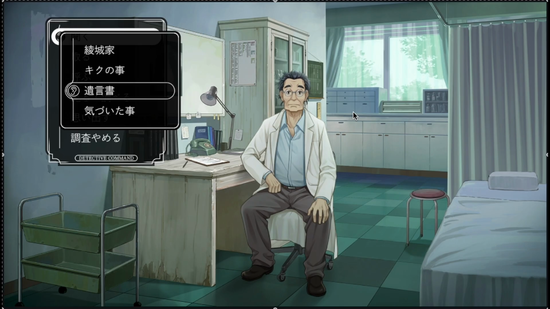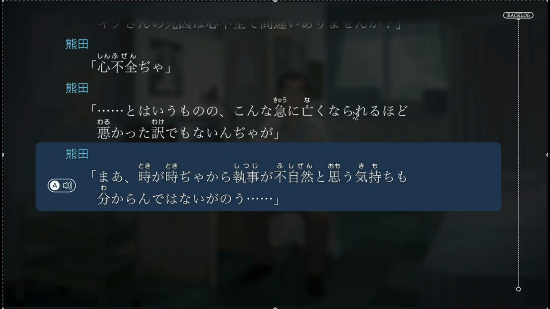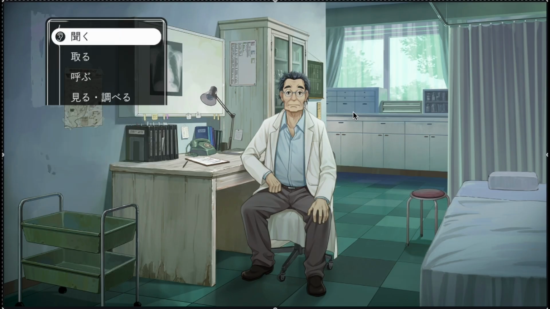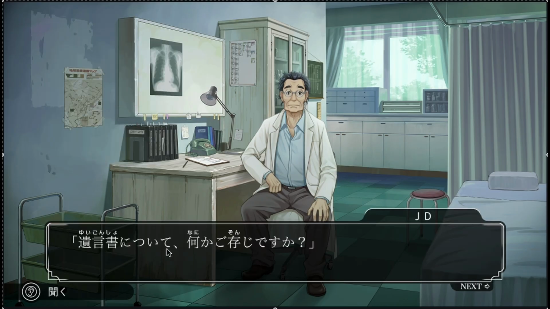Let's ask about the will. Oops, wrong button. 遺言書について何かご存知ですか？ 遺言書について so about the will. 何か something ご存知ですか? Do you know something about the will?